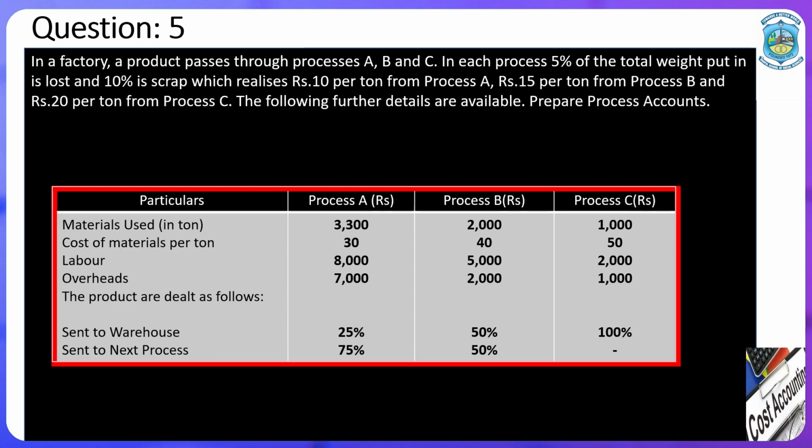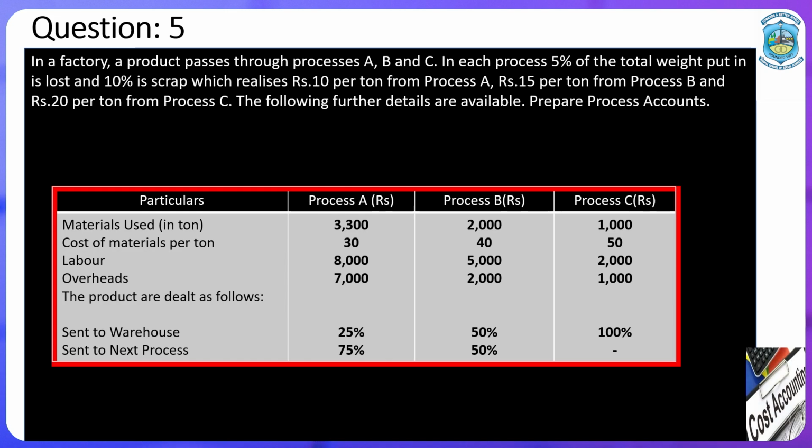Apart from this, the question tells us that we are not going to transfer 100% of the output to the next process. It is given that we have to send 25% of our output to the warehouse and 75% to the next process from process A. Similarly, from process B 50% to the warehouse and 50% to the next process. In process C 100% to the warehouse because there is no other process after process C. So, we are going to start solving this question.